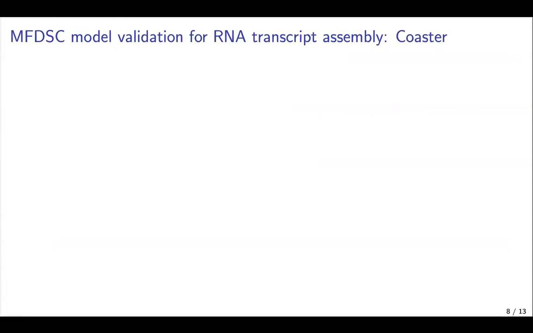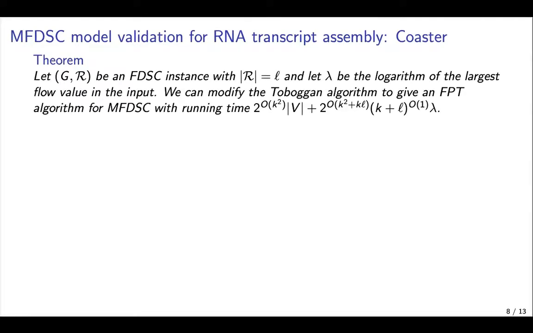So now we'll move on to our algorithms. So first, we just saw the usefulness of an exact solver to validate the MFD model. So in this paper, we extend the Toboggan FPT algorithm to work for the MFDSC problem. So the idea here is that we can encode the subpath constraints as additional linear constraints and again solve integer linear programs or check to see if solutions exist to integer linear programs. And we call our implementation Coaster.